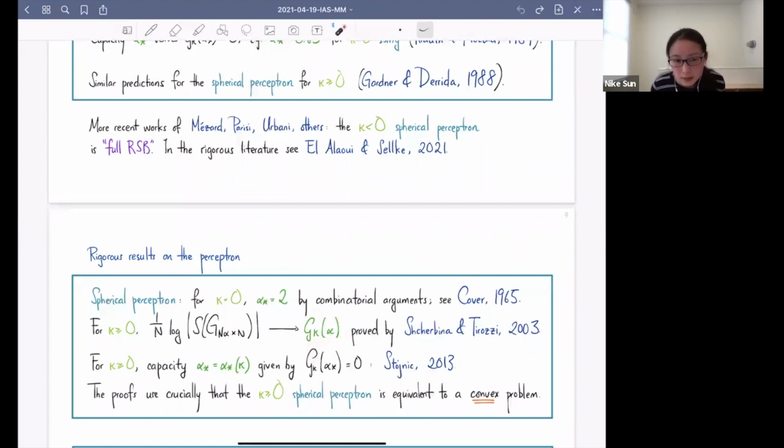All of these proofs use very crucially that this is equivalent to a convex problem. In particular, this uses Gaussian comparison inequalities and a minimax duality for this problem. And this is also using concentration properties of log concave measures.